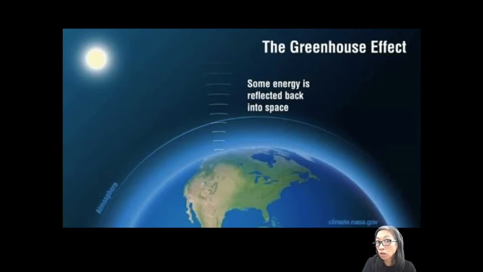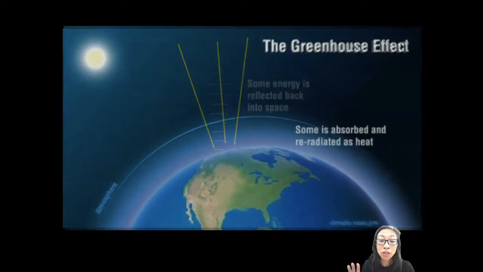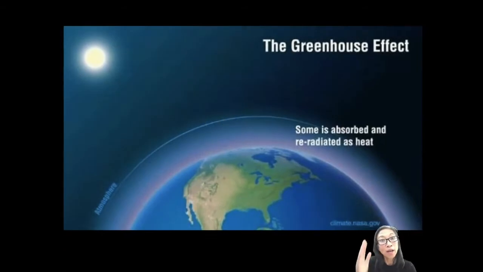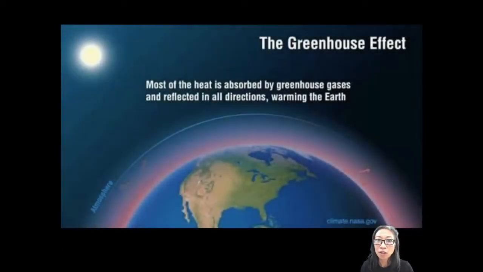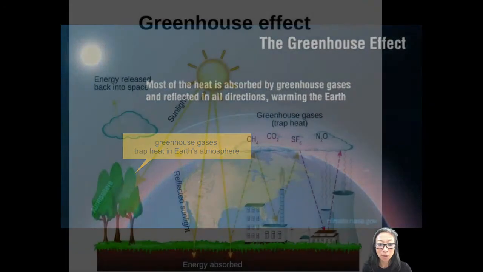So Earth also can be drawn as rays radiating out, but they're not visible light rays. They are only just heat. The infrared is radiated back out. And some of that radiated heat is lost to space, but some of it is trapped in Earth's atmosphere. And that's a natural, necessary process called the greenhouse effect. Atmospheric gases are like a blanket that keep Earth warm and at habitable temperatures.